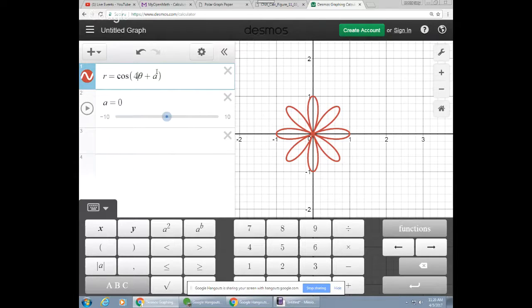Eight petals. Yeah. How about a 5? 5 petals, yeah. If it's an odd number, you get that odd number of petals. If it's an even number, you get twice that number of petals. Okay, kind of weird, just the way things work.